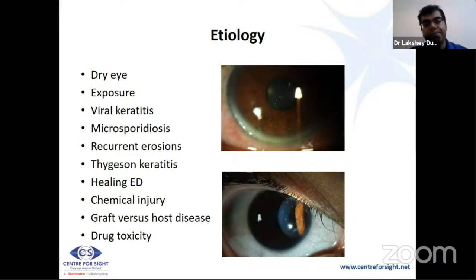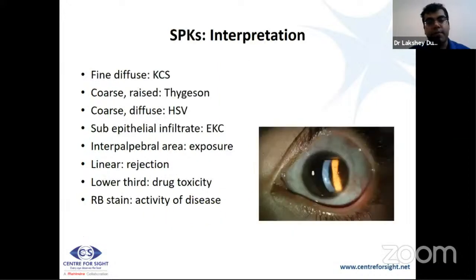Recurrent erosions, tangential keratitis. In the bottom image, you can see a usually white eye with powdery quartz deposits. Tangential keratitis responds to topical steroids, chemical injuries, graft versus host diseases, drug toxicities. So how do we interpret?